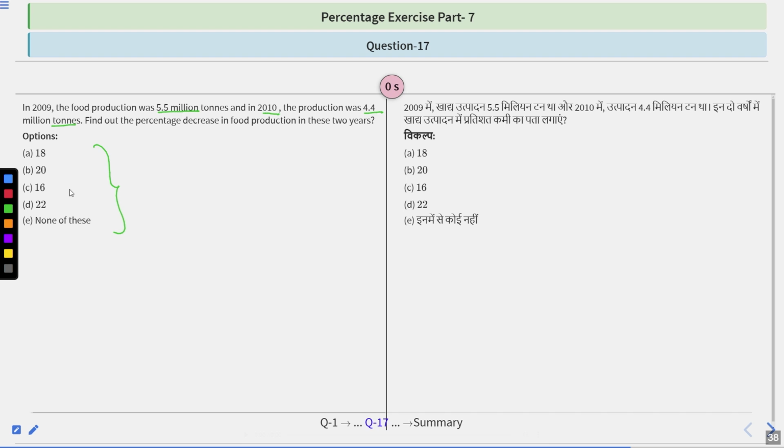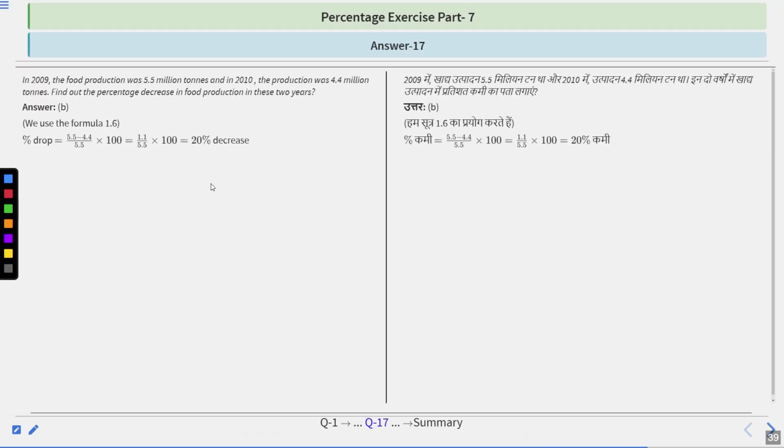Now time's up. Let's see the solution. Percentage drop will be 5.5 million ton minus 4.4 million ton upon 5.5 million ton multiplied by 100, which is 1.1 upon 5.5 multiplied by 100, which is 20% decrease. Clear? B is the correct answer. Next one.